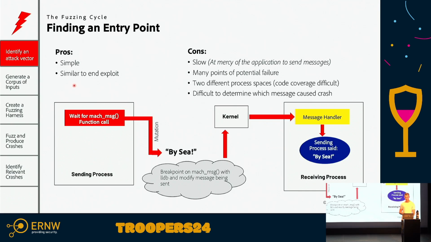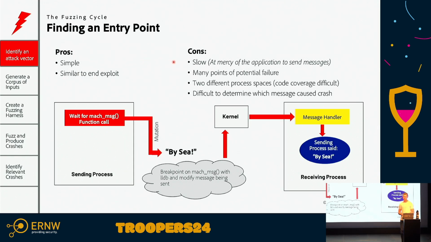It's simple, and it's also really similar to the end exploit. You're going to need to send a Mach message through the kernel, through all these different layers to your message handler, ultimately, when you're writing the exploit. So those are a couple of pros.